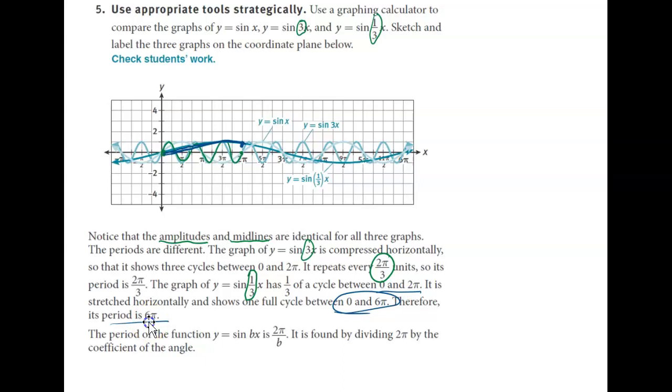So what this is leading us to is this big idea down here. The period would be 2 pi divided by b. So whenever we have the equation y equals a times the sine of b times x, the period is 2 pi over b. That's going to tell you the length it's going to take for it to complete one cycle.